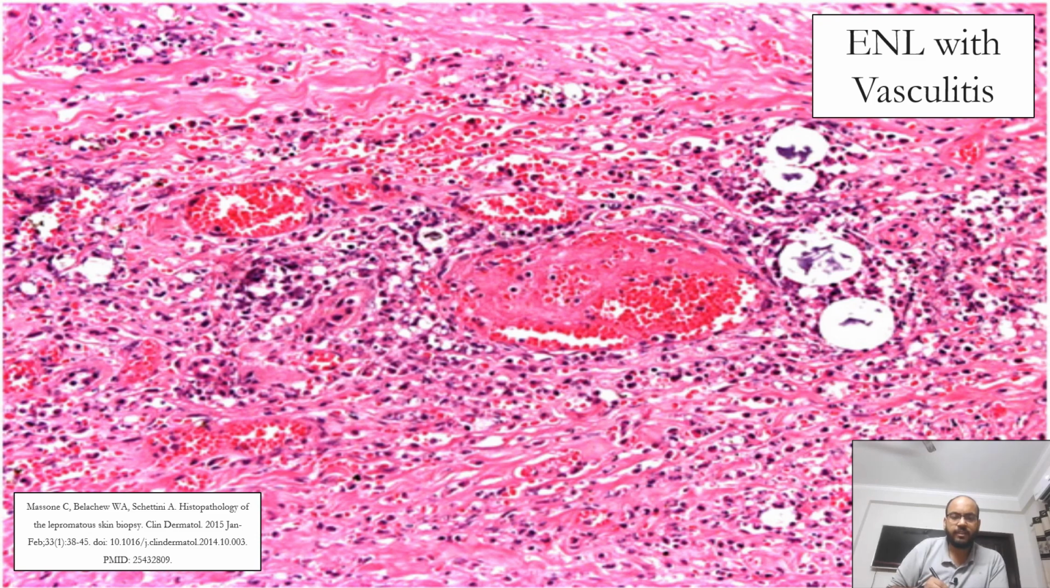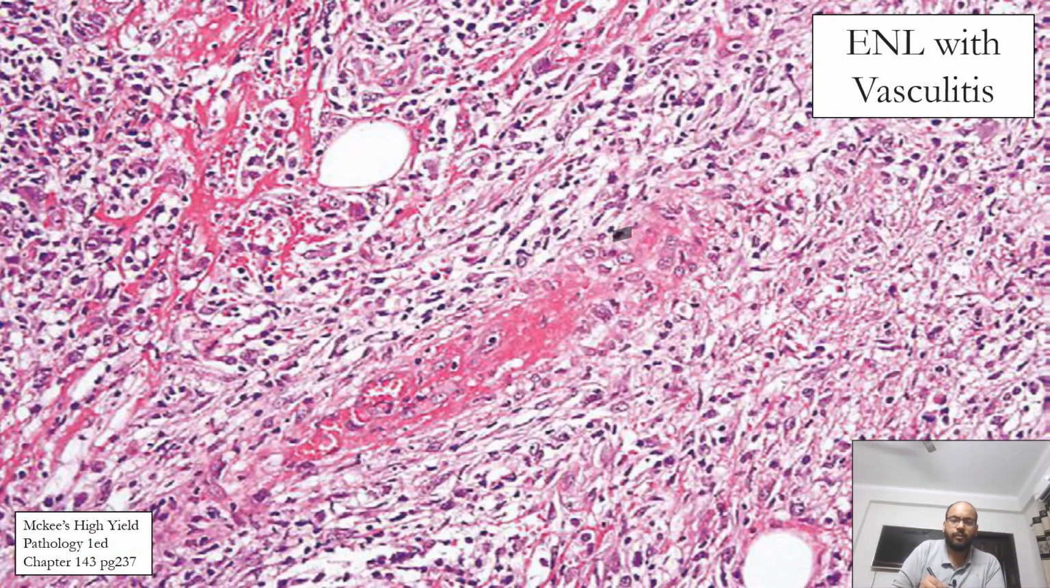And here you can see vasculitis. This light pinkish deposition is nothing but fibrinoid necrosis of the vessels. These vessels are congested, they are filled with RBCs, and there's perivascular lymphocytic neutrophilic infiltration which is happening. There's blockage. This is a thrombus. This is a blockage of the whole vessel, leading to localized ischemia and necrosis. So in ENL you see florid vasculitis.